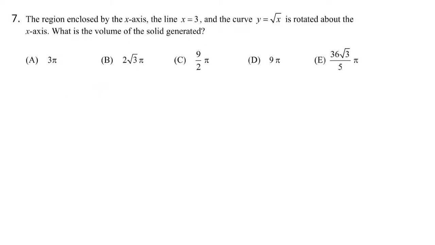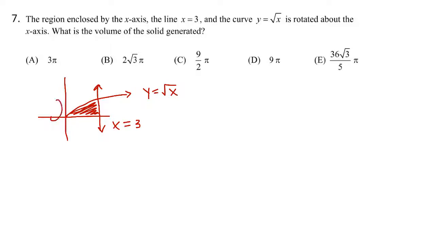For number 7, again, we are finding the volume, and this time we are rotating about the x-axis. And this is very similar to what we just worked out on the previous page. We have y equals square root of x, and then we have the line x equals 3. So here x equals 3. And so we're going to take this bounded region and we're rotating it about the x-axis.